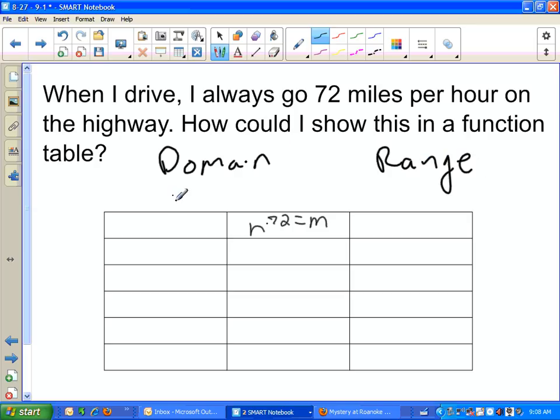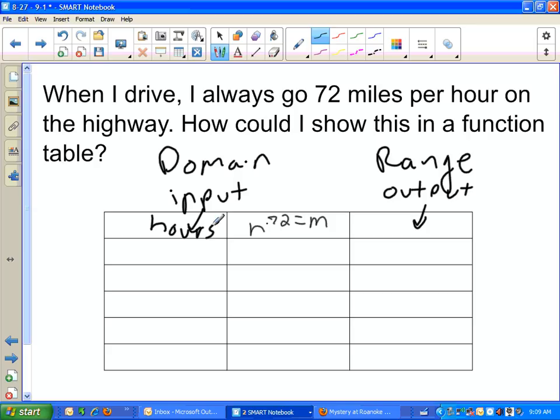The domain is always our input. It's going to go first in here. And the range is always our output. It goes last in our 3-column table here. So the domain, the input, what am I putting into the equation? If I think about this, I know that I'm going to be putting hours in every single time. If I go 4 hours, 8 hours, I'm going to use that information to tell me how many miles I'm going to get. So for my domain, that's h, or hours.